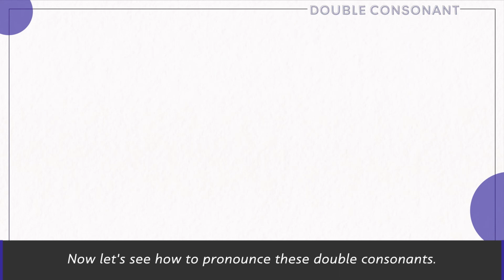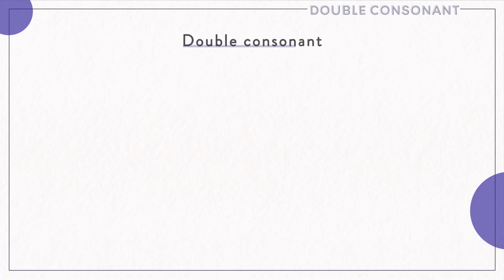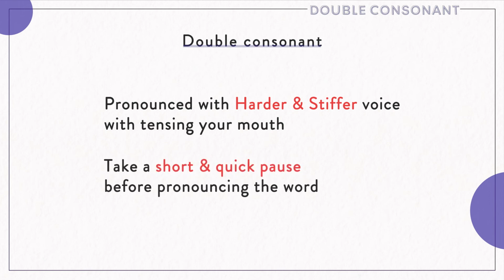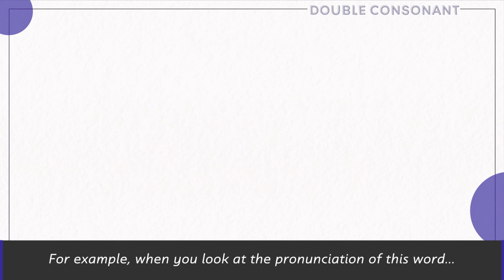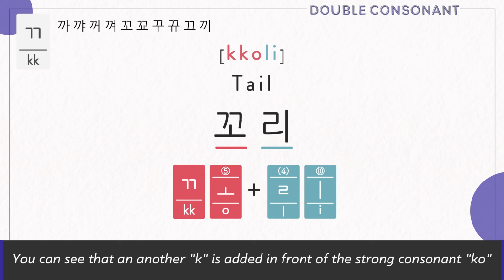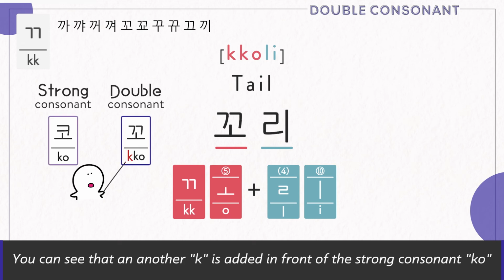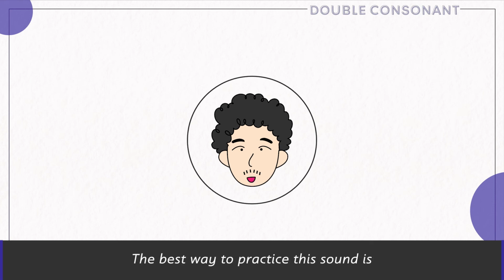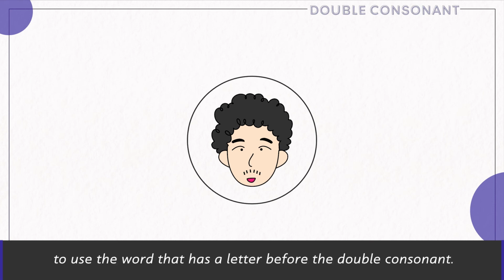Now let's see how to pronounce these double consonants. Double consonants are pronounced with a harder and stiffer voice with tensing your mouth. With that in mind, try and take a short quick pause before saying the word. For example, when you look at the English pronunciation of this word, ori, you can see that another K added in front of the strong consonant, ko sound that you learned earlier. It is difficult to understand this pronunciation, but the best way to practice this sound is use the word that has a letter before the double consonant.